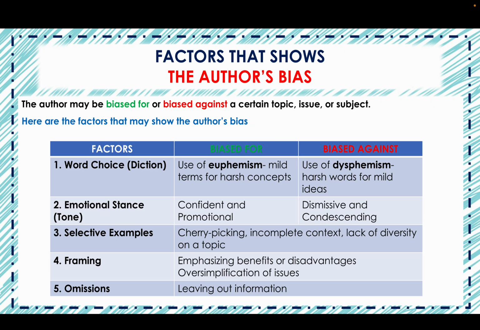So here are the factors that show the author's bias. By the way, an author may be biased for a topic, meaning the author is in favor of a topic, issue, or subject, or the author could be biased against, meaning the author is not in favor of a text, a topic, or an issue that he or she is talking about. So here are the factors that may show the author's bias.